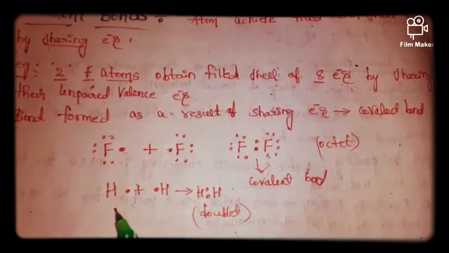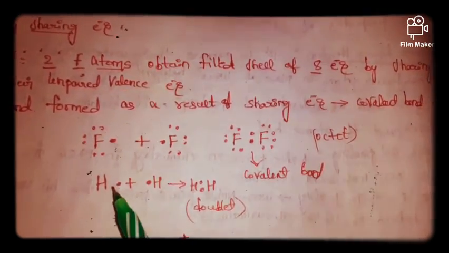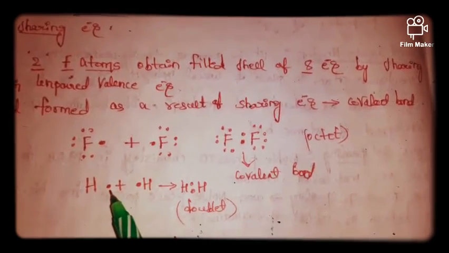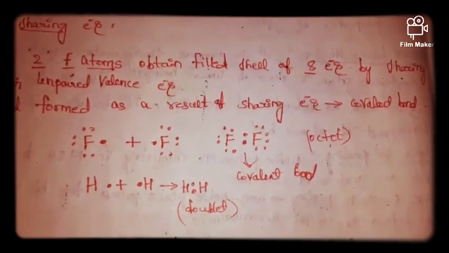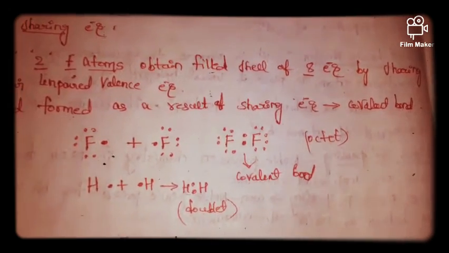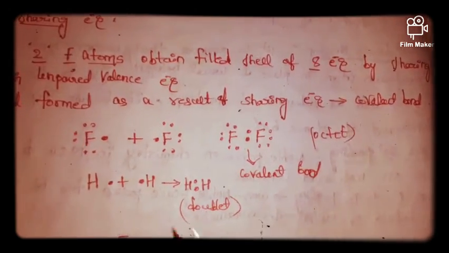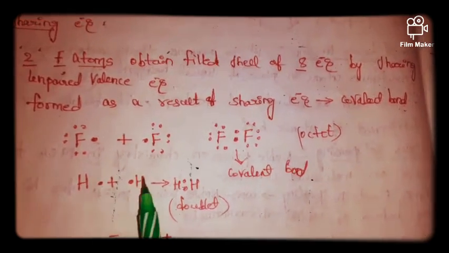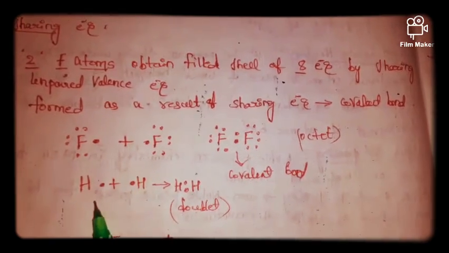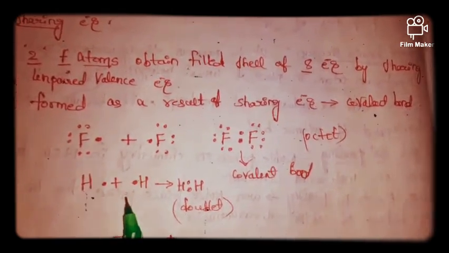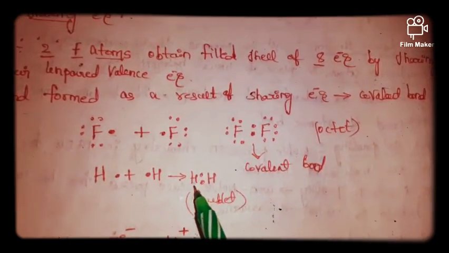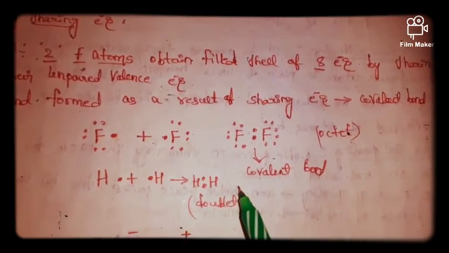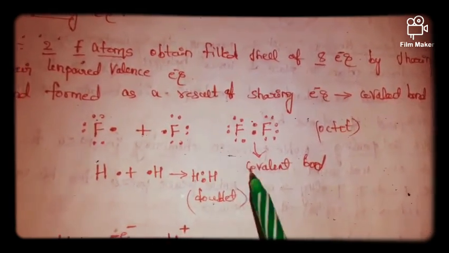The same is the case with hydrogen also, friends. For hydrogen, it has to get a doublet, or duplet, we can say. Here it has a single electron, and this one too has a single electron. So in order to get a doublet, sharing of electrons occurs. Between two hydrogens a bond is formed, and that is called a covalent bond, because this bond is formed as a result of sharing electrons.